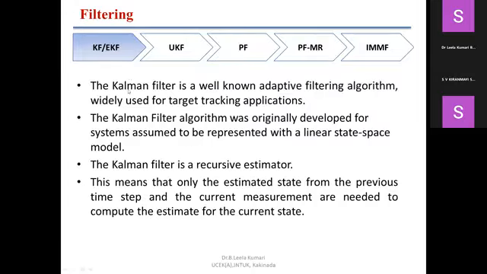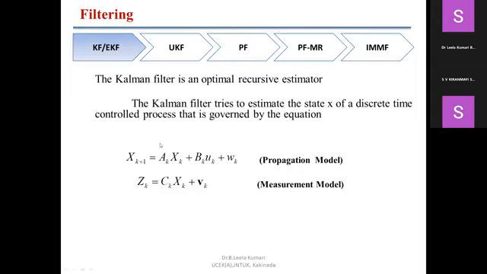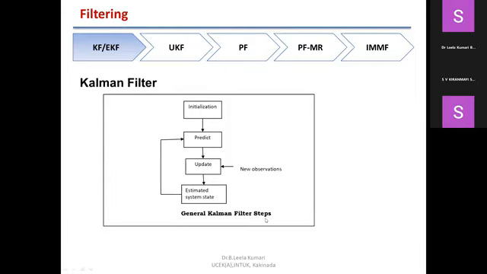So the Kalman filter basically adopts this state space model in order to find the future behavior of the system. The Kalman filter is a well-known adaptive filter algorithm, widely used especially for tracking applications. Here in the Kalman filter, we use a linear combination of state, input, and noise, and the observation model is also represented as a linear combination only.